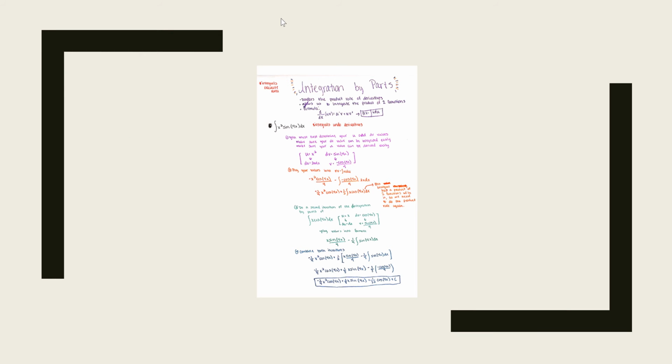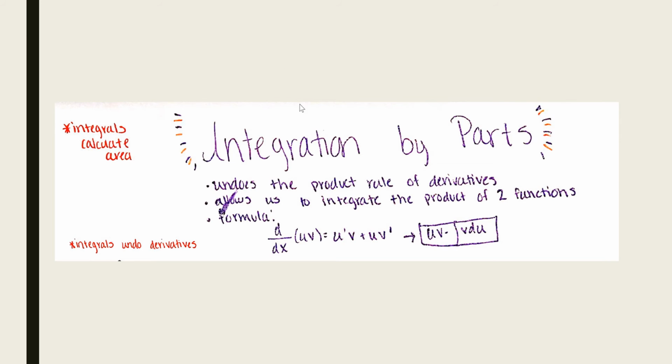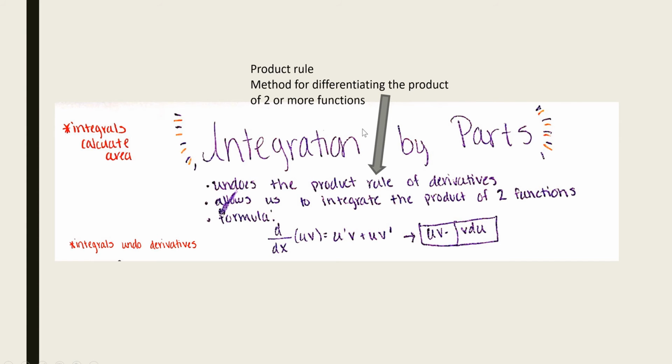The first topic we're going to be looking at in the Module 1 Mastery assignment is integration by parts. Integration by parts undoes the product rule of derivatives and allows us to integrate the product of two functions. The product rule of derivatives is just a method for differentiating the product of two or more functions. The formula for integration by parts is u times v, minus the integral of v times du. Remember that integrals calculate the area under a curve, and integrals also undo derivatives.